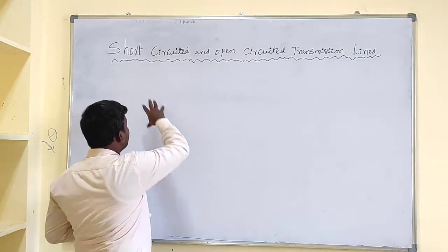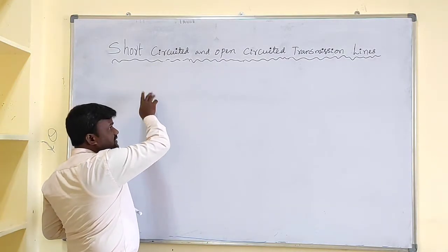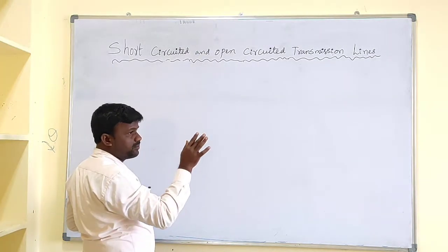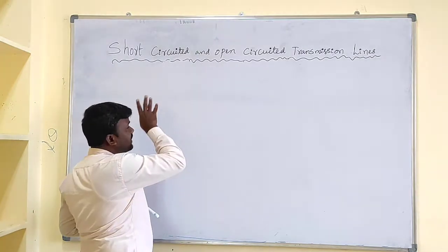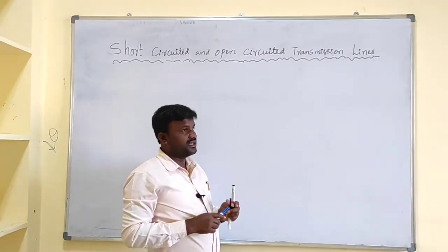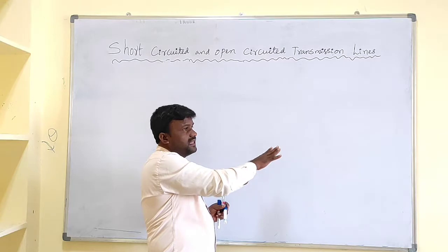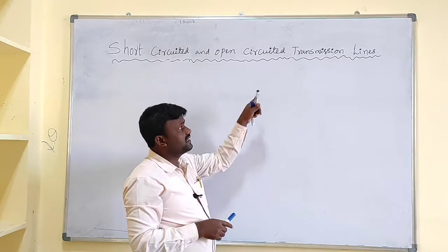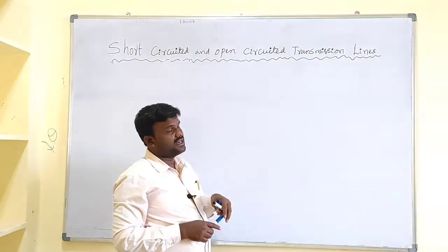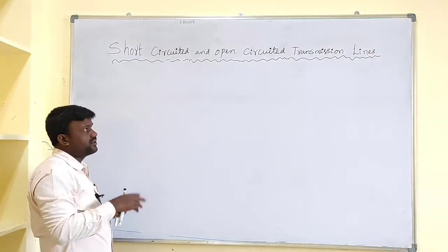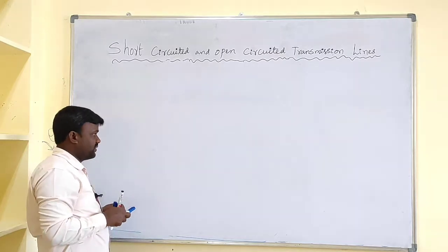Short circuited means what? If the line is terminated with a zero impedance, that is, a load impedance of 0, then that line is known as a short circuited line. Open circuited line means what? If the line is terminated with infinite impedance, that means load impedance equal to infinity, in that case that is known as an open circuited line. Simply these lines are known as SC and OC lines. SC means short circuited and OC means open circuited.